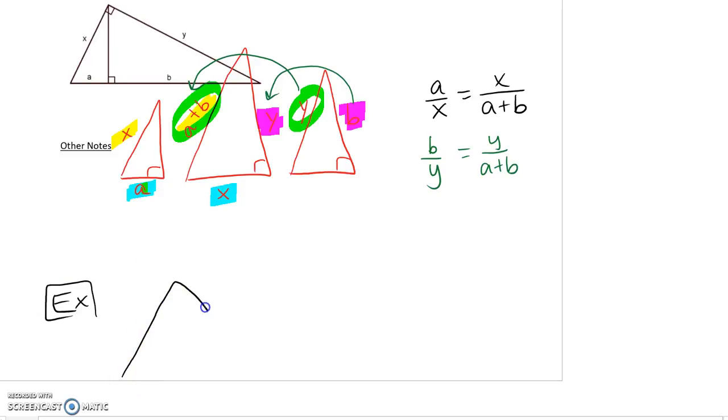I have a triangle. It is a right triangle. It's a terrible right triangle. You'll have to trust me that it's a right triangle. Obviously not to scale.